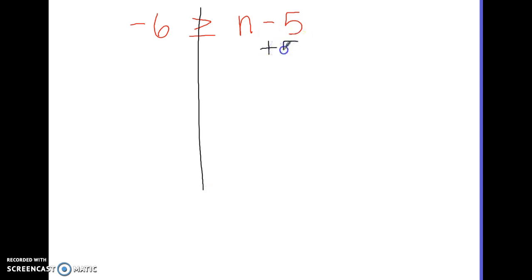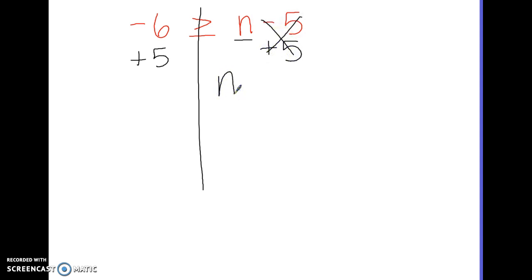We can also do this when we have a problem like -6 is greater than or equal to n minus 5. Again, we're going to draw our line down the middle. We have 5 negatives, so to make a zero pair, I want to add 5 positives to both sides. The reason why I made a zero pair with -5 is because that is the number that is on the same side as n. So I have 5 negatives, 5 positives, they make a zero pair. I'm left with n on this side.